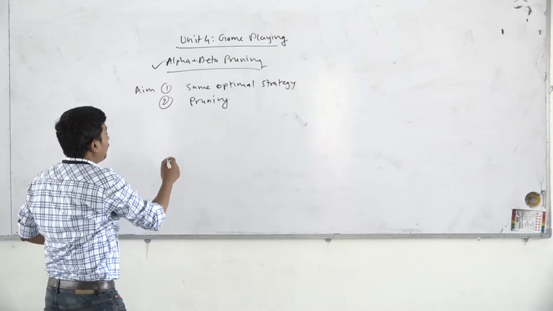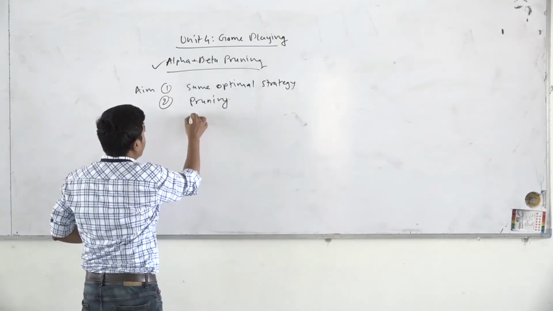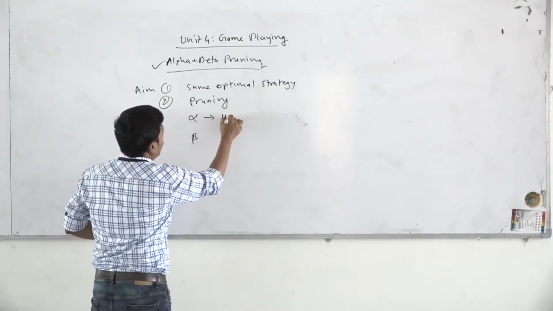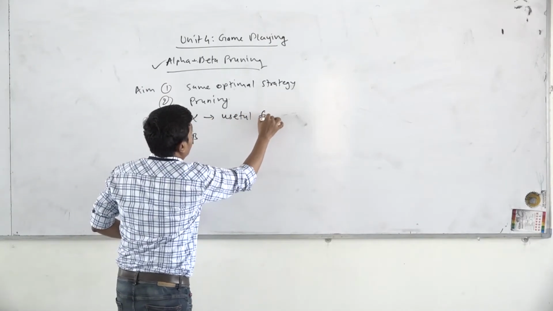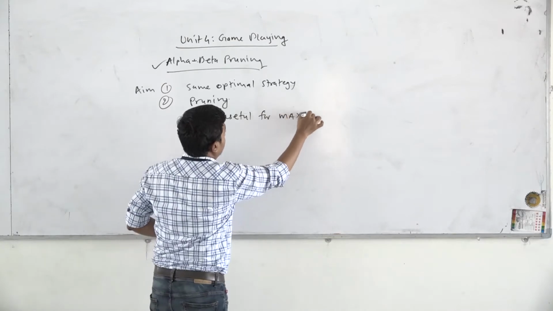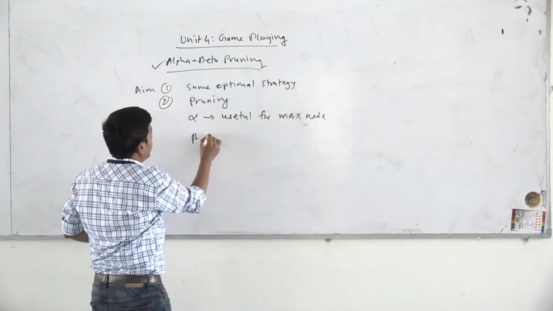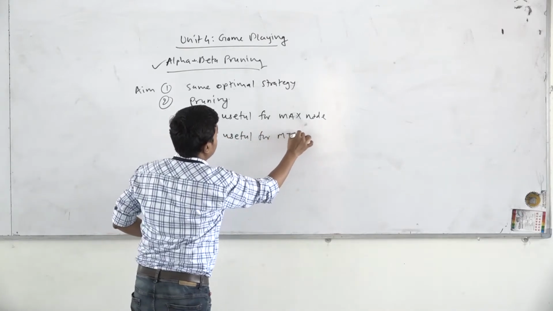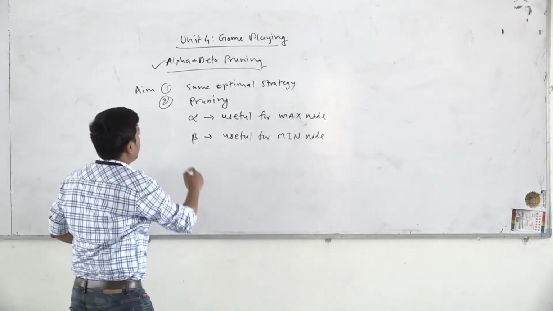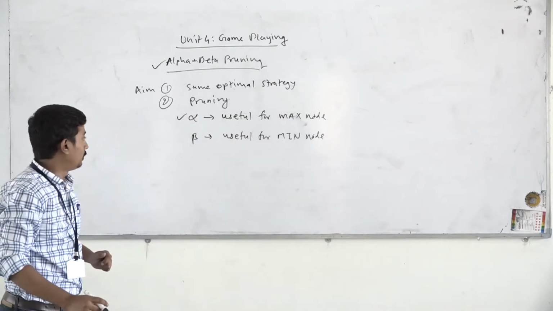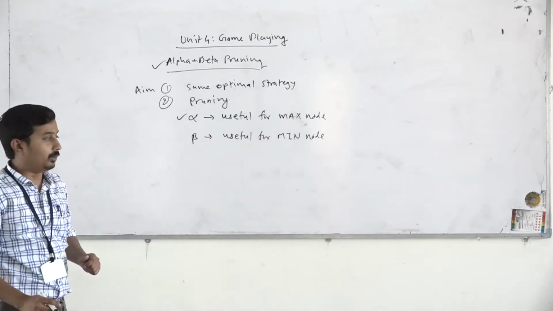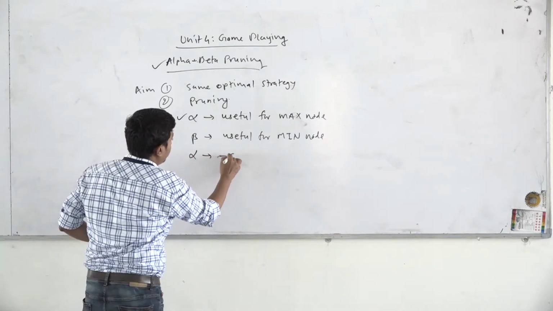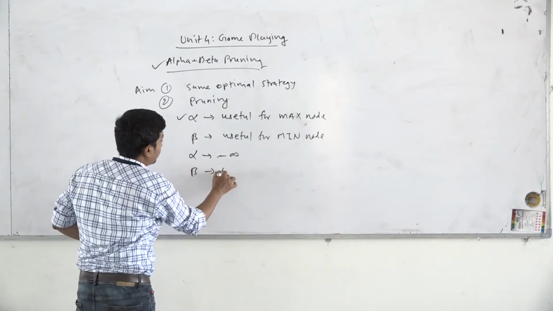For every node we maintain two variables, alpha and beta. Alpha is useful for max nodes, and beta is useful for min nodes. Always remember, alpha is useful for max node and beta is useful for min node. We generally initialize alpha as minus infinity and beta as plus infinity.